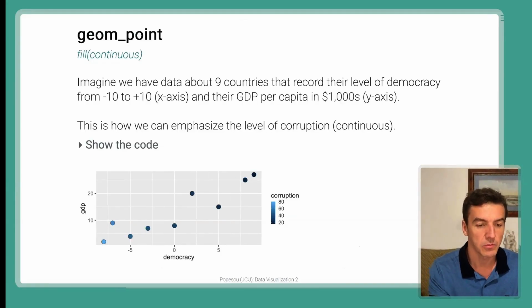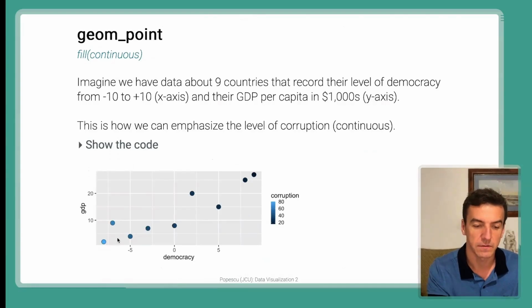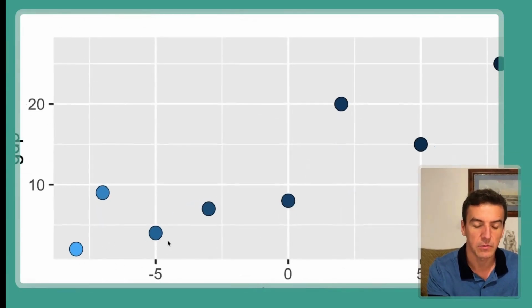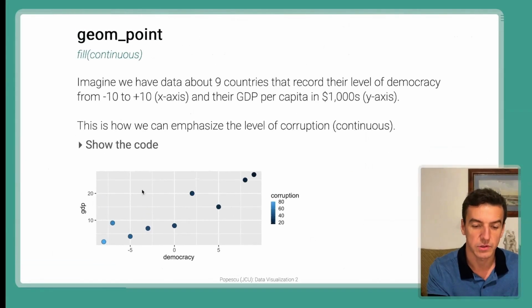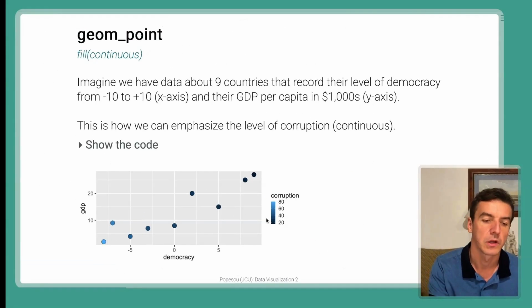Okay, this is, for example, how to use fill continuous. This is again very similar to using color, but for a continuous variable. Here we're using fill equals corruption. We're still using the same shape, 21, and we are representing the contour in black. Let us look at the final output. You notice these gradient changes in blue, and then you do see the black contours. This allows us to see corruption for all these countries.